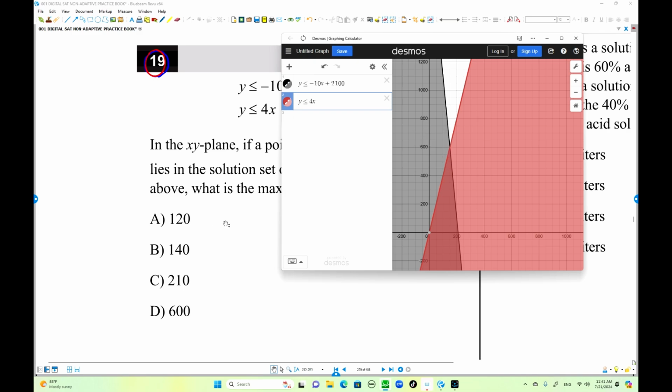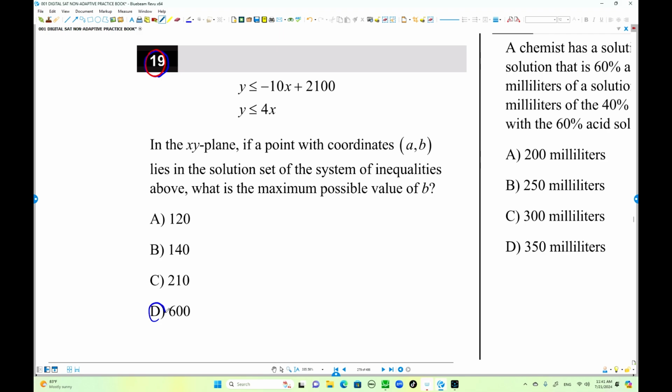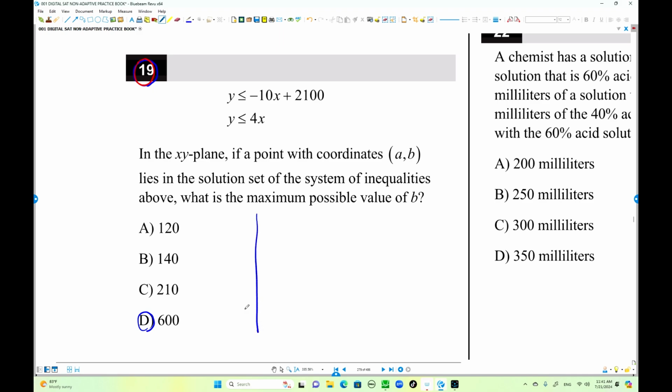Okay. But Desmos is very useful. When you have this one, use Desmos. Choice D is the answer. Actually, the graph looks like this. This one is 2100, and this one is y equals 4x, less than. This is the solution set. The highest point is, of course, at this point.